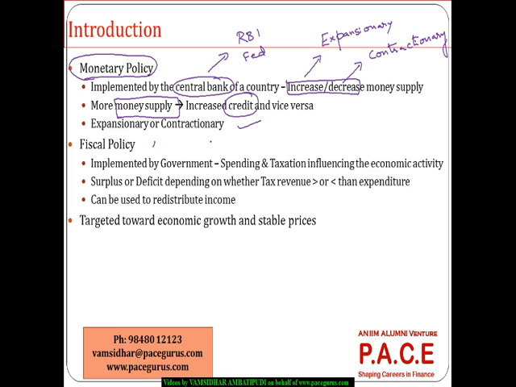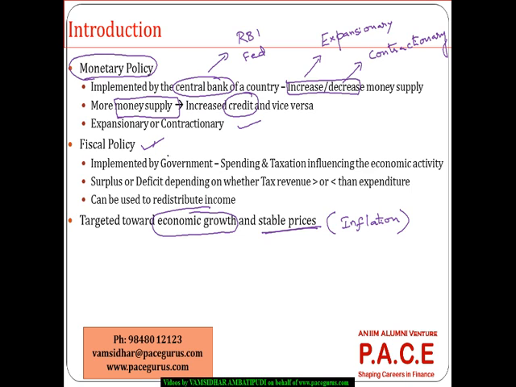The main intention, again depending on the current state of the economy, is that the policy should target economic growth as well as stable prices within the country. So for stable prices, they have to control the inflation, while at the same time bringing economic growth. That is the key objective of the policy.